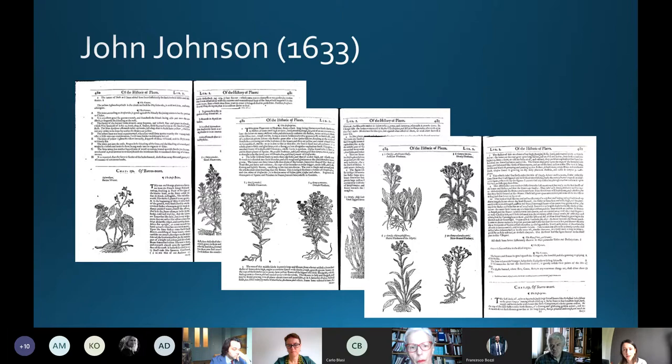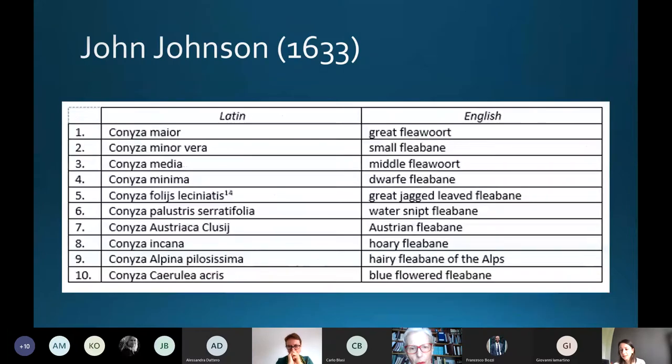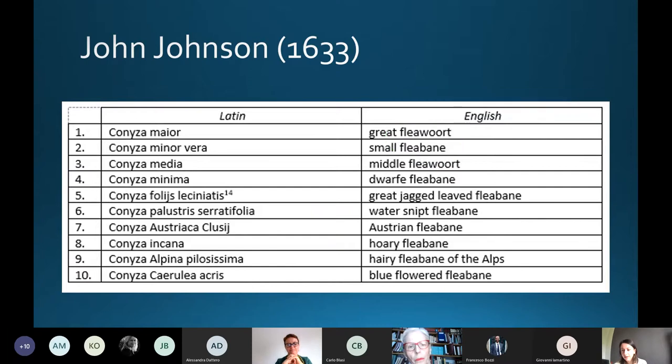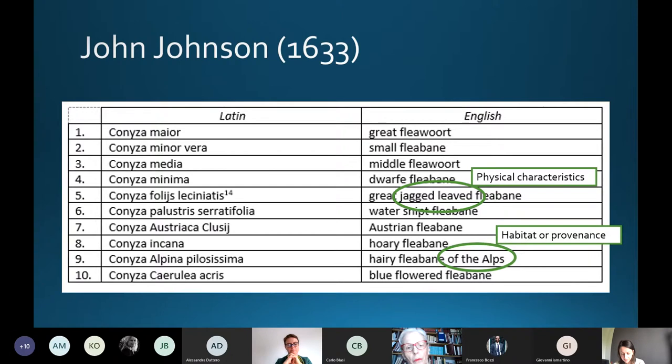In John Johnson's edition of Gerard's Herbal, 1633, well, this edition has many changes compared to the edition of 1597, and it aptly illustrates the explosion I referred to in the introduction. We have 10 different sorts of Conisa or fleabane here. Johnson abandoned the distinction between fleawort and fleabane introduced by Gerard, and his complex nomenclature reflects a classification of varieties based on multiple criteria, such as size, physical characteristics, habitat or provenance, color, and other features, such as hairiness. Also, we can see that the Latin nomenclature is not always translated into English.